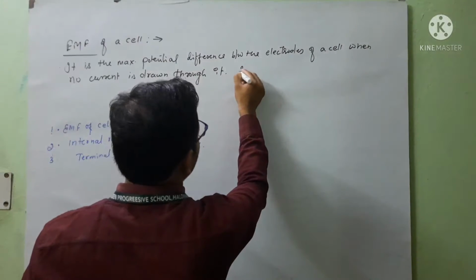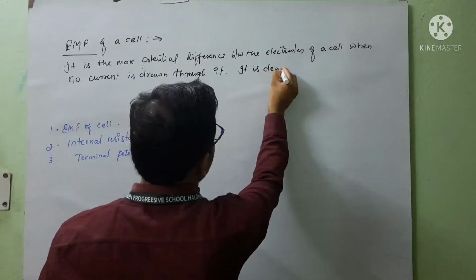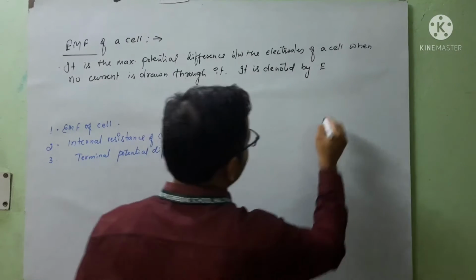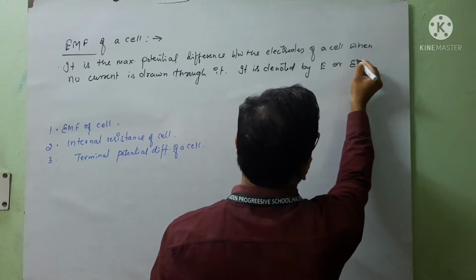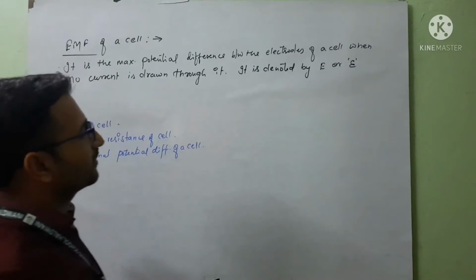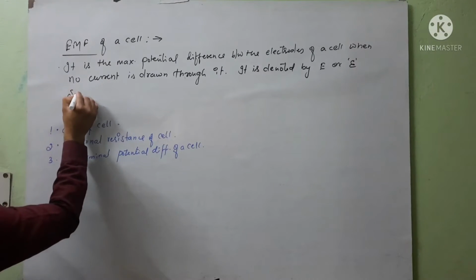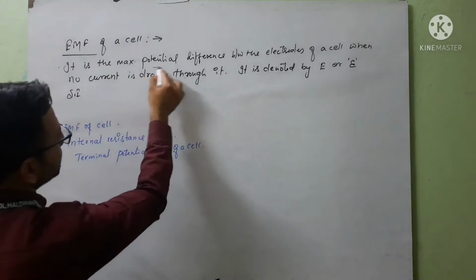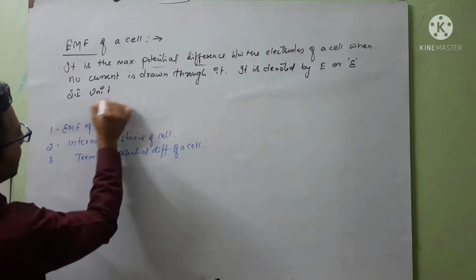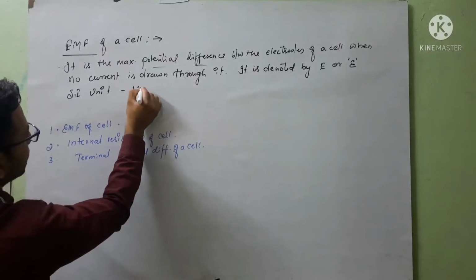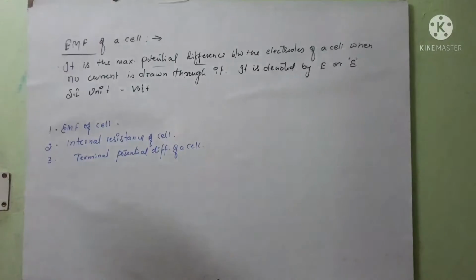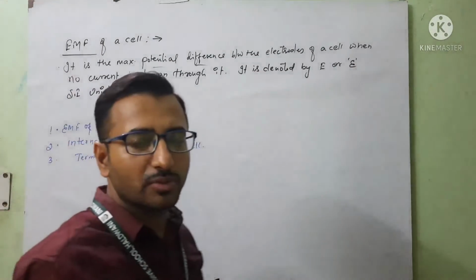and it is denoted by E sometimes, or here I will represent it with the epsilon symbol. Okay, so it is our EMF, and as it is a maximum potential difference, its SI unit remains the same as potential difference, which means volt, and the dimension formula is also the same as the dimension formula of potential difference or electric potential.